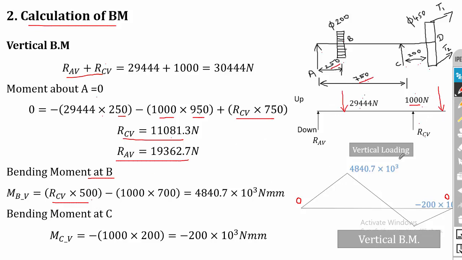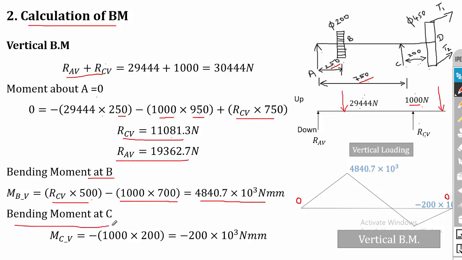Then the 1000 Newton is acting clockwise. So it is 1000 into the overall distance, which is 950 minus 250 from B to D, it is 700. So if you solve this, then you will get 4840.7 into 10 power 3 Newton mm. So this is the bending moment at B.